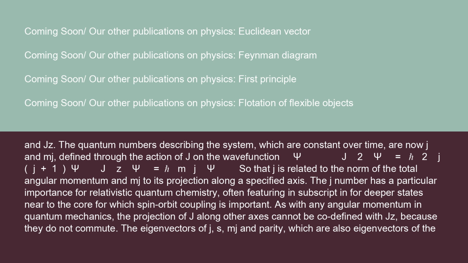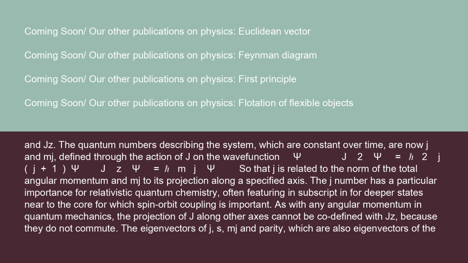The quantum numbers describing the system, which are constant over time, are now j and mj, defined through the action of J on the wave function psi: J^2 psi equals hbar^2 j(j plus 1) psi, and Jz psi equals hbar mj psi, so that j is related to the norm of the total angular momentum and mj to its projection along a specified axis. The j number has a particular importance for relativistic quantum chemistry, often featuring in subscript for deeper states near to the core for which spin-orbit coupling is important.